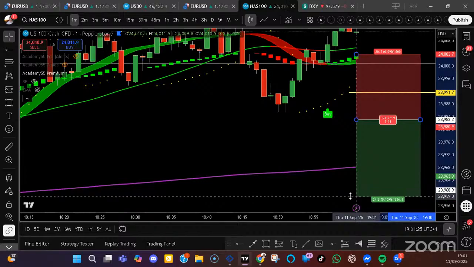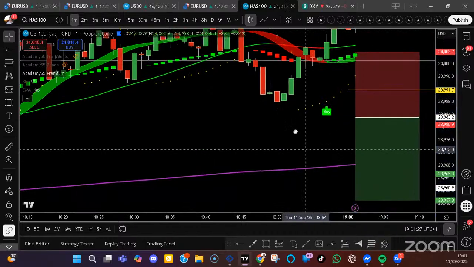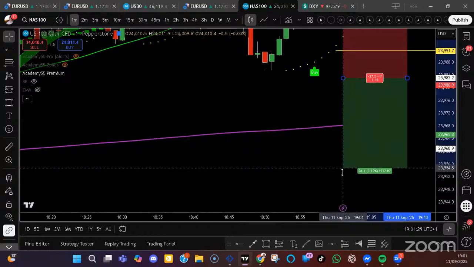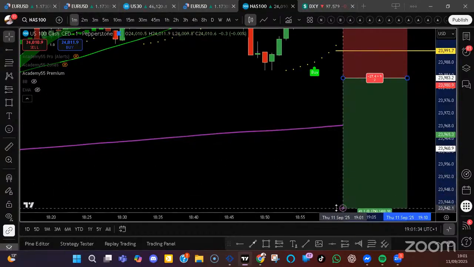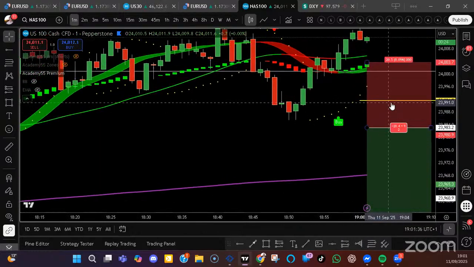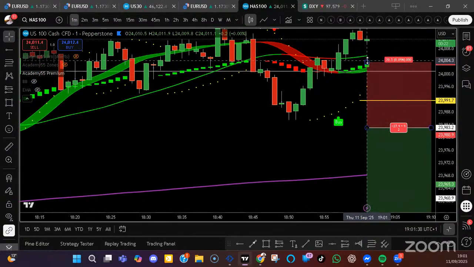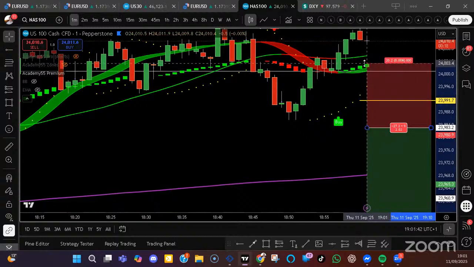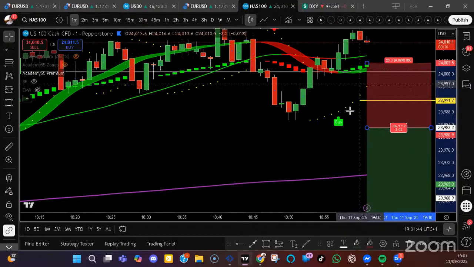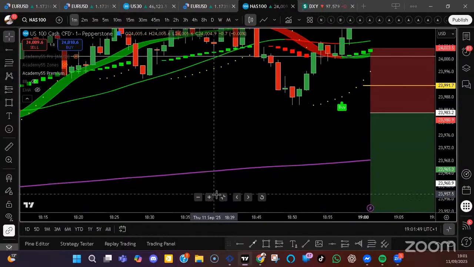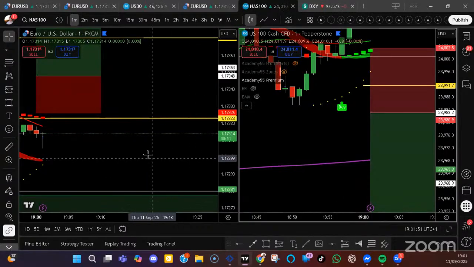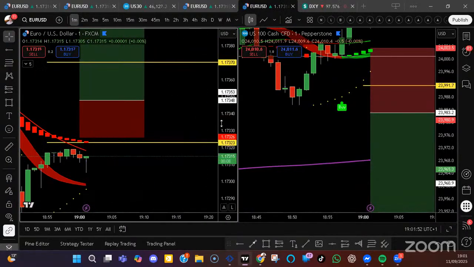There is no volume whatsoever at this moment in time, unfortunately, because that is 2,000 units, which is the equivalent of two pips. So that's that out. But let's have a look at the EUR USD.